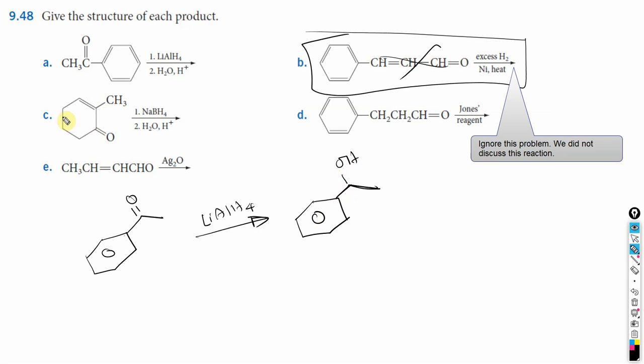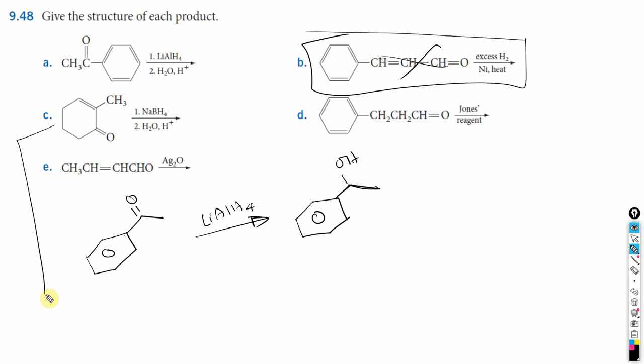So problem C is again a ketone reacting with sodium borohydride, and here the product is again going to be a reduced form of this molecule, which is going to be an alcohol, and you will still have the double bond here intact, and that C double bond O is going to be converted to an OH.